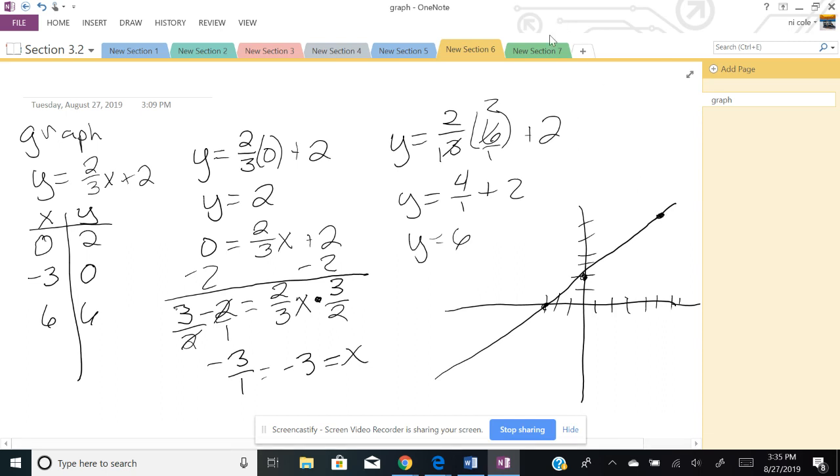So even if you see a fraction, it's not scary. Just work with it. Pick numbers from the denominator. So our denominator here is 3. If you had a denominator that was 5, you want to pick 5, 10, 15, a multiple of 5 if the denominator was 5. So just pick a multiple of that denominator.